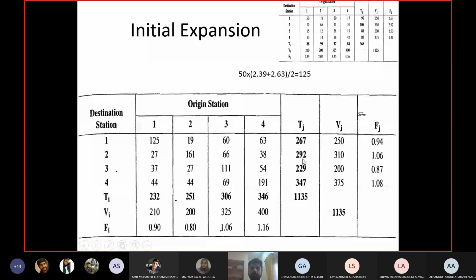I told you with the new summations you will recalculate the adjustment factors. The adjustment factors are recalculated, which you can see in the last column and the last row. So 250 upon 267 gives you 0.94. 310 upon 292 gives you 1.06. Similarly, 210 upon 232 gives you 0.9. 200 upon 251 gives you 0.8 and so on. Each row and column has a new summation and a new factor.